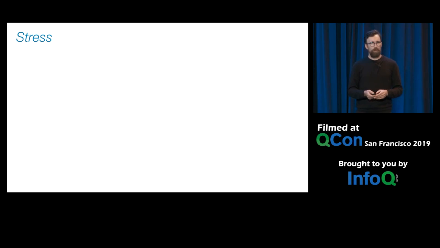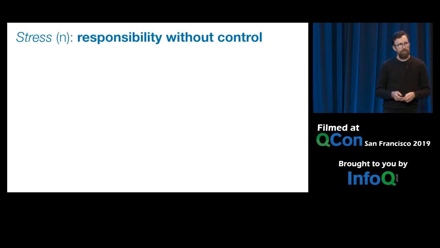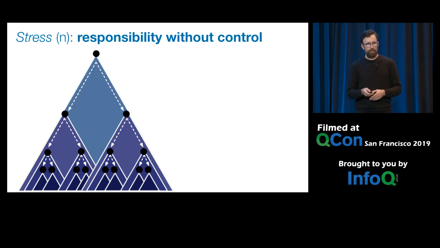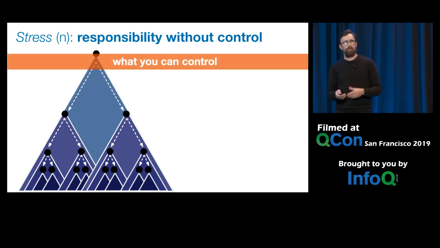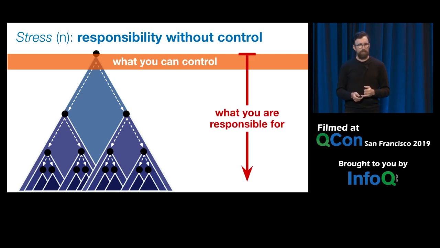If we want to think about why this is so painful, it's probably easiest to talk about stress. Stress can be defined as responsibility without control. So if you are in a deep system, and let's say you're responsible for the service at the top of that triangle, very literally, the only thing you can control is your own service. So from a controllability standpoint, that is what you control. But if anything beneath you is having a bad day, you are actually responsible for that and it bubbles up to you. So the relationship between what you control and what you are responsible for as your system gets deep is completely out of hand.